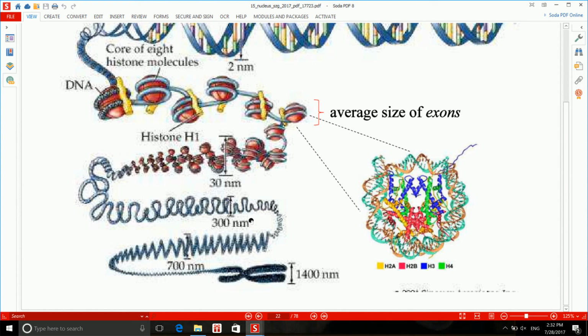The condensation continues further to 700 nanometer, which is chromatin itself. And even chromatin can be condensed more, even heterochromatin can be condensed more to a chromosome. And why do we need this overcondensation? That is because we want to divide the cell, and we're going to talk about it in cell division in detail.